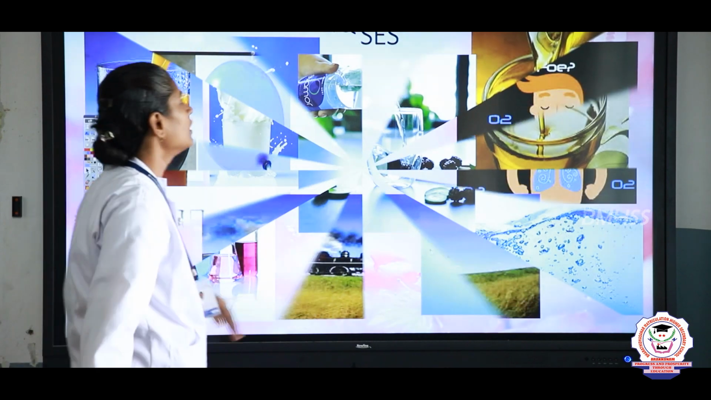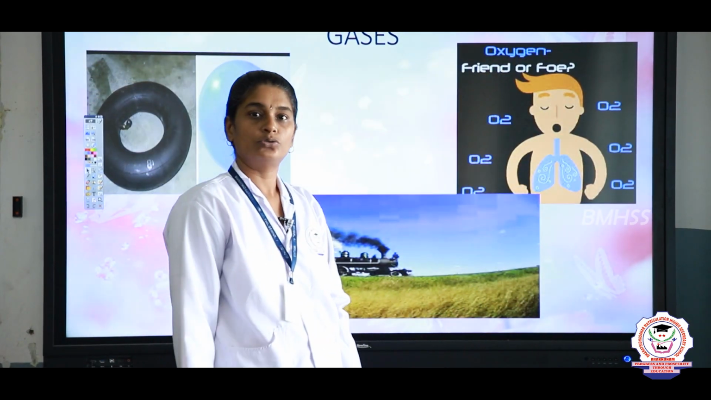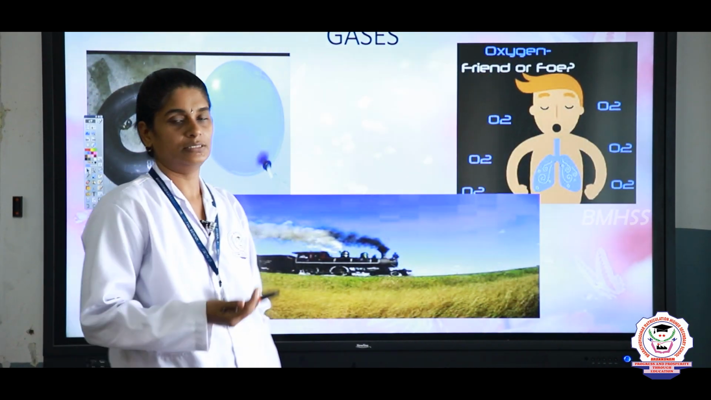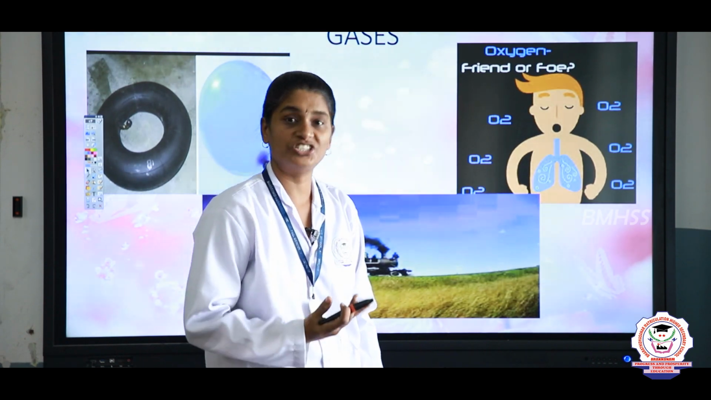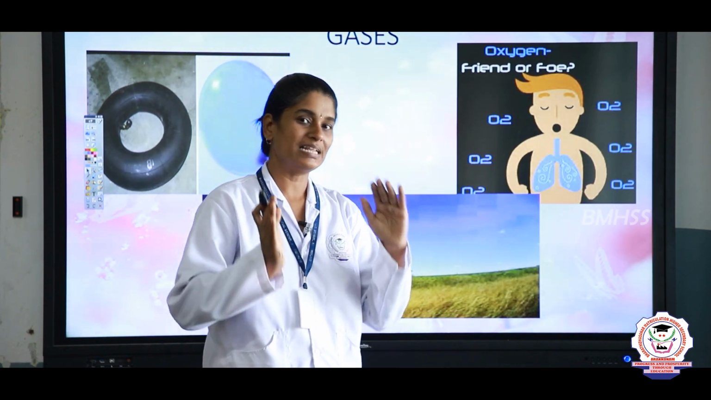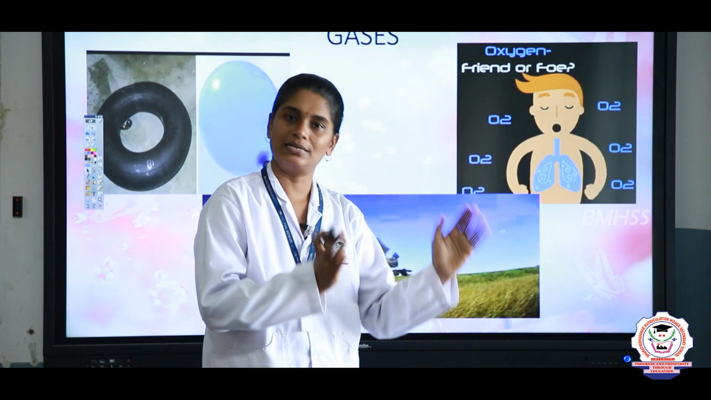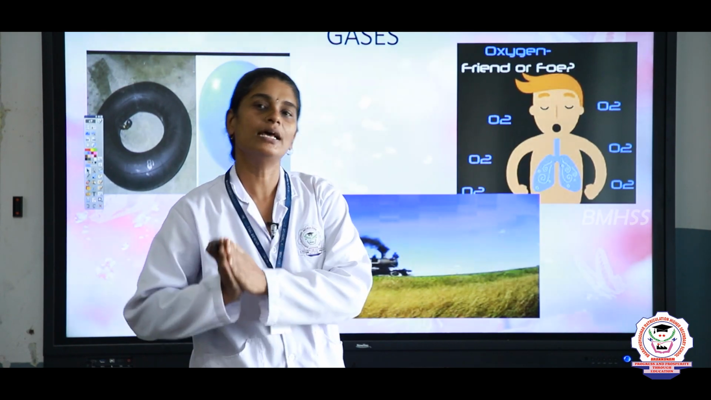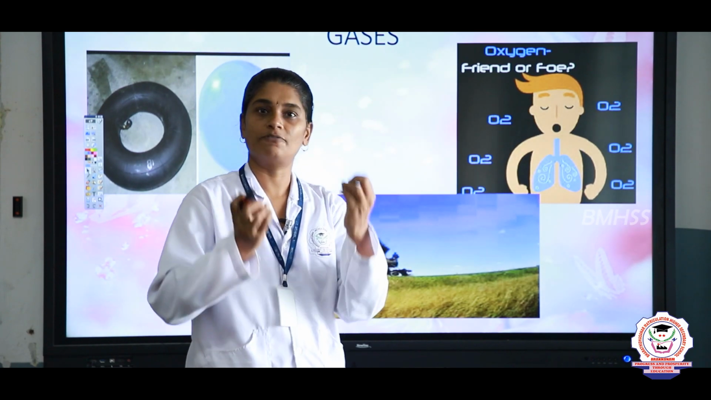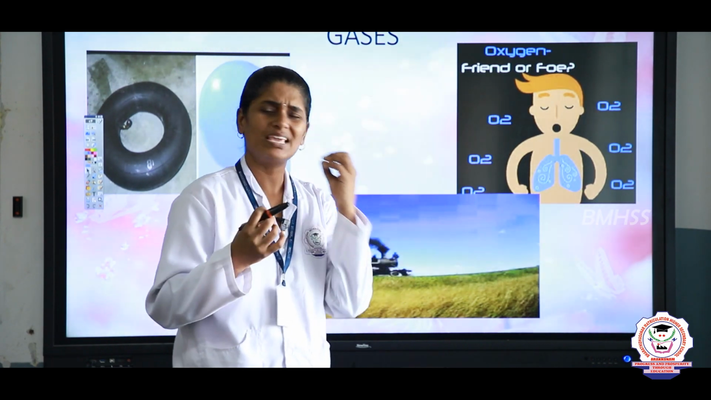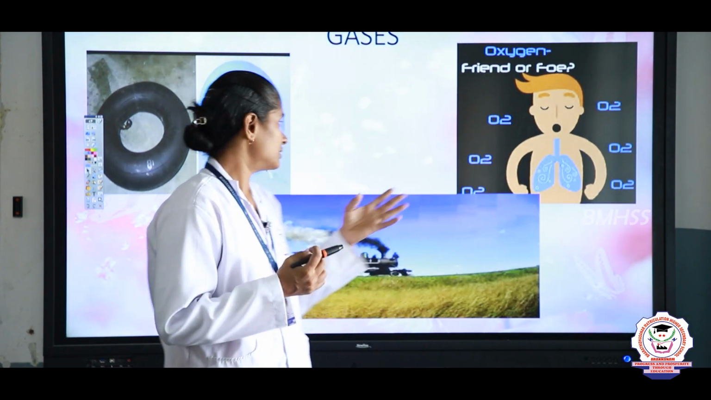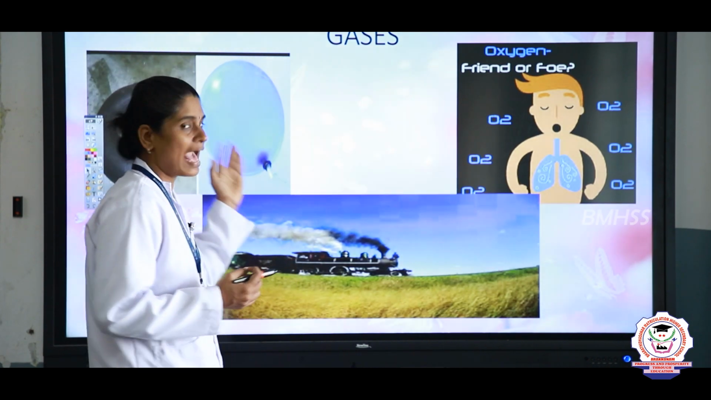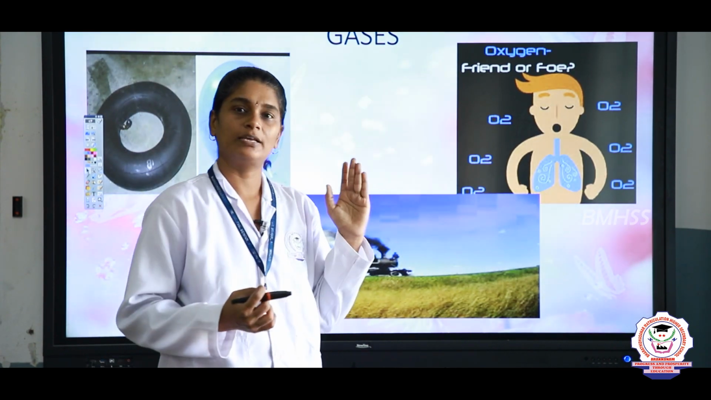So the next one is about gases. Some materials exist in a gaseous state. Mostly things exist in a solid state, a liquid state, and thirdly maybe in a gaseous state, in the form of gas. Mostly we cannot see the gas, right? For example, air. Air is a mixture of gases.